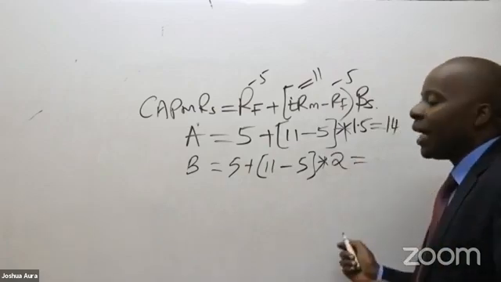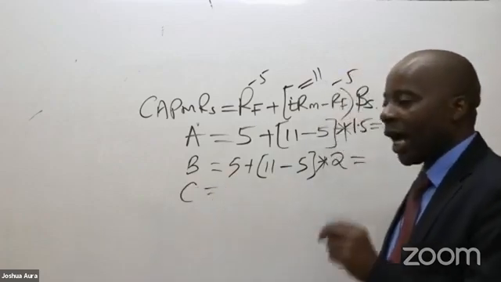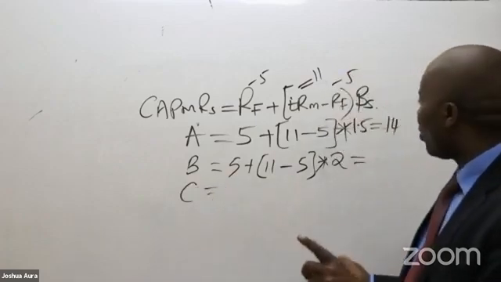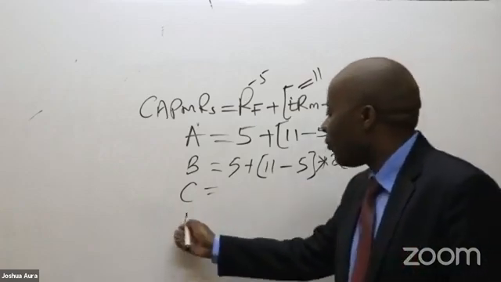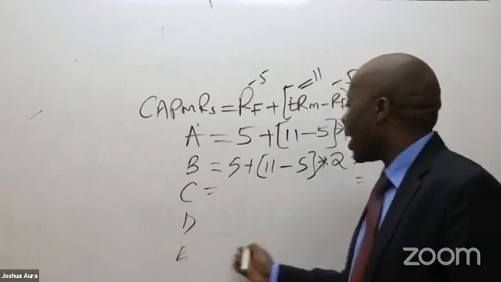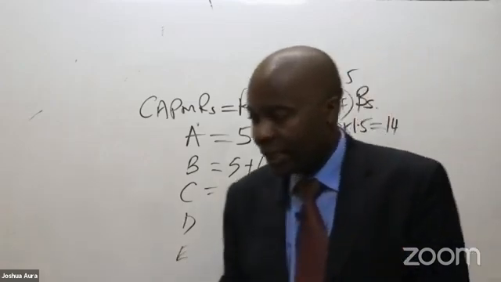So please give me an answer for B. And then, of course, I know you guys are professionals. For B, I'm being told the answer is 17. So I expect you to do the same for C. You do the same for D, and then you do the same for E. Kindly, please do that for us.